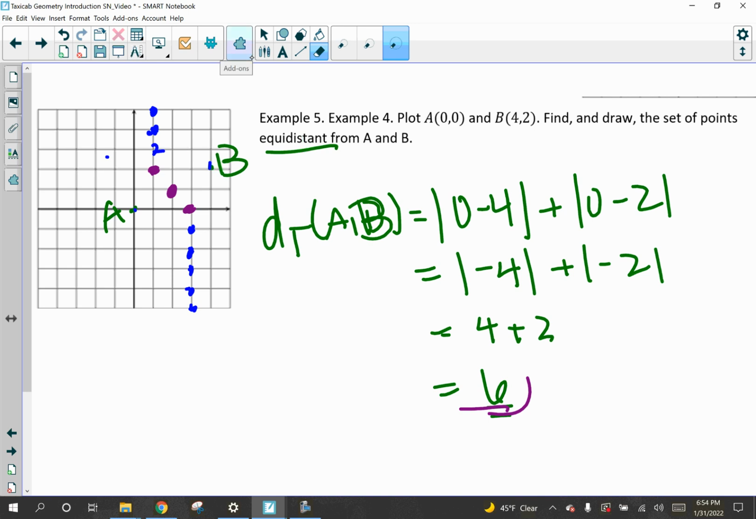Okay. So if you draw the line here, I'll draw the line in red. All those points are equal distances from A and from B.